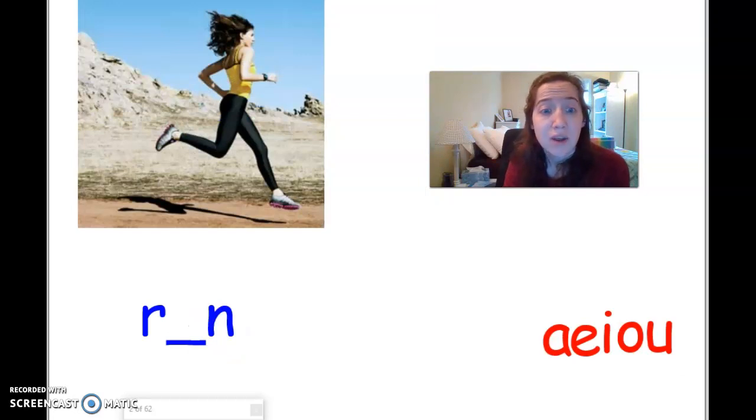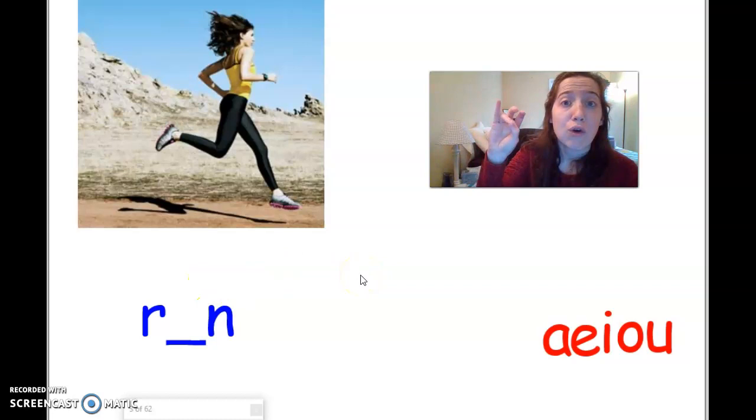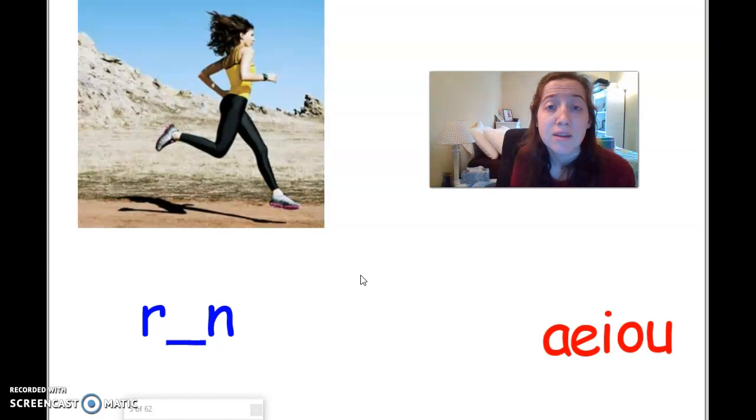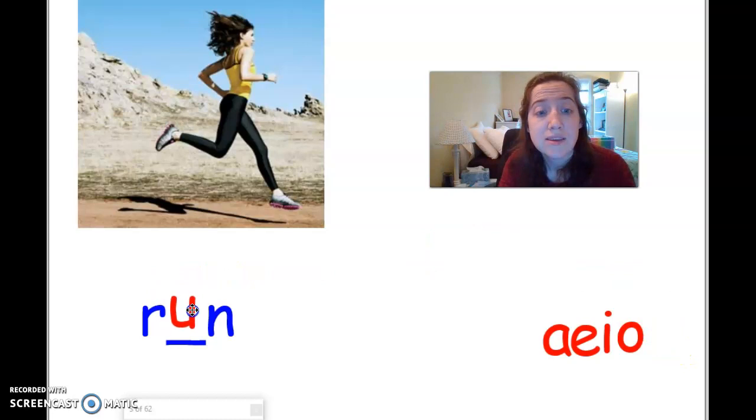She's going for a run. We have r and n. What sound is missing from the middle? Let's tap out run. R, n. What's the sound in the middle of run? R, un, n. Which letter should we put for that sound? We should put the letter U because U says un. Run.